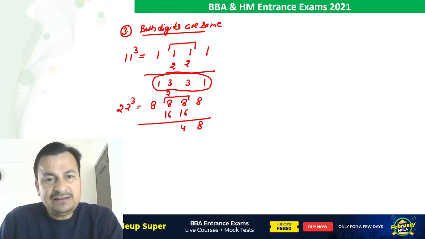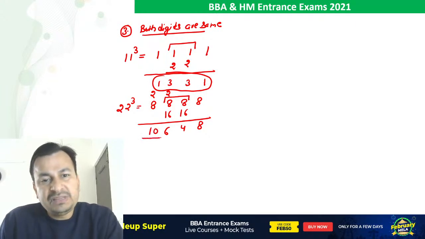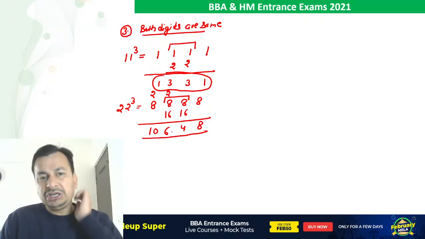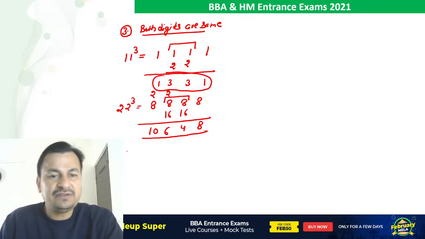So 2 plus 8 is 10, 10 plus 16 is 26. Now the 6 of 26 will come here, 2 will go as a carry, and 2 plus 8 is how much? 10. So basically, what will be the cube of 22? Cube of 22 is 10648. Let's take one more example.